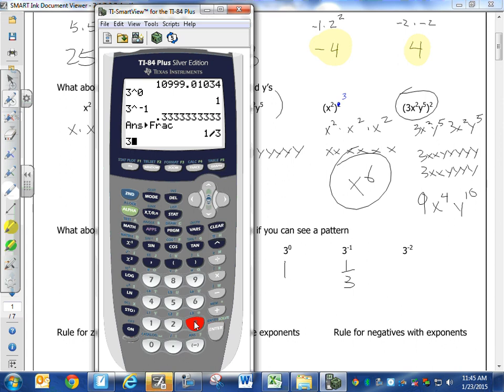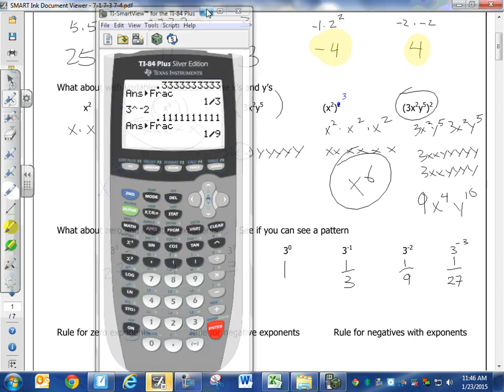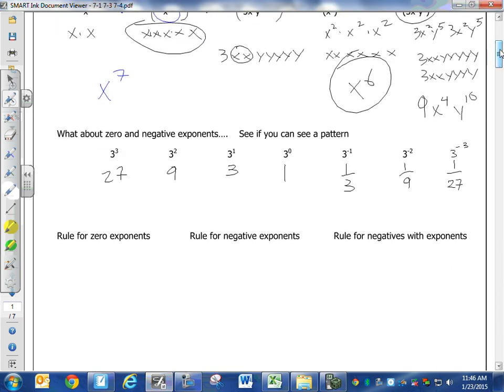The second one, 3 to the negative second is 0.11111, which is 1/9. Same with 1 over it. It's just a regular number with 1 over it. Yes. 3 to the negative third is going to be what? 1 over 27. Okay. The rule for 0 exponents, anything to the 0 power is 1.